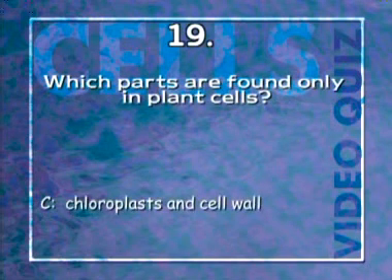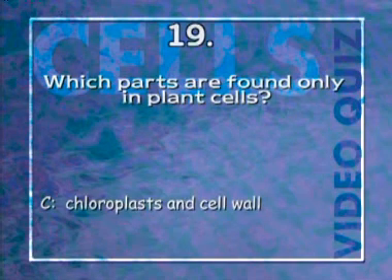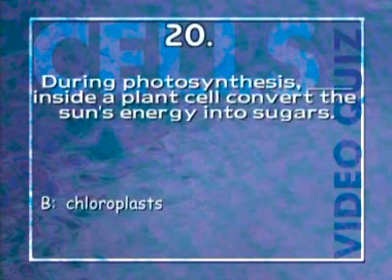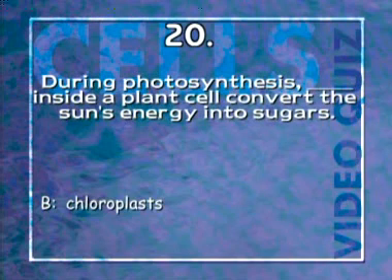Question 19. C. Chloroplasts in the cell wall are only found in plant cells. Question 20. B. During photosynthesis, chloroplasts inside a plant cell convert the sun's energy into sugars.